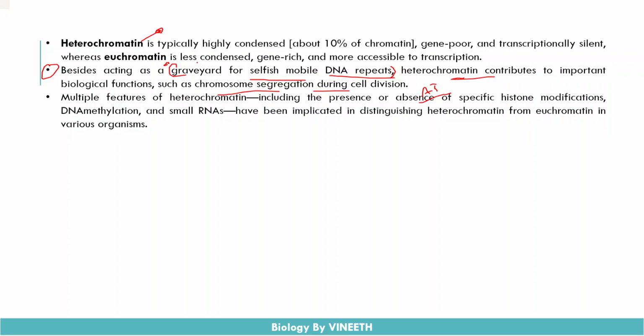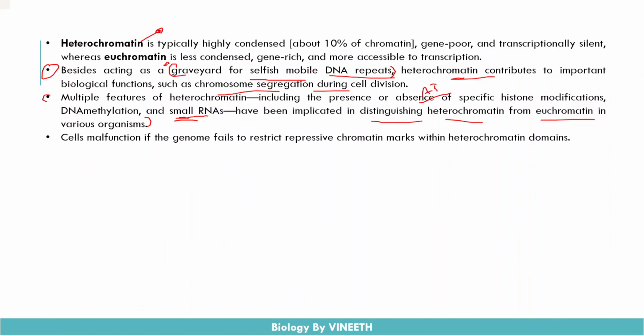Multiple features of heterochromatin include the presence or absence of specific histone modifications and DNA methylation patterns. As I've said, the methylation patterns on the chromatin are responsible for keeping the chromatin in an inactive state, that is, in the heterochromatin state. And small RNAs, like microRNAs or small nuclear RNAs, have been implicated in distinguishing heterochromatin from euchromatin in various organisms. So these DNA methylations and small RNAs distinguish between heterochromatin and euchromatin in different organisms. That is what this third point says.